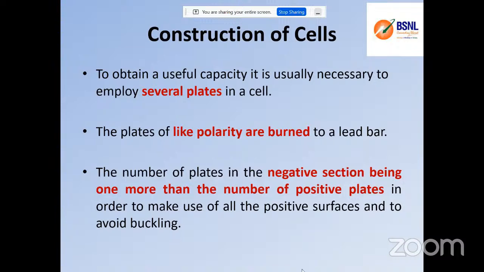So the reason for having more negative plates, in order to make use of all positive surfaces to avoid buckling. What happens with buckling is that the positive will have a chance of, I can say, spreading. So it will be like a swelling in the cell. So to avoid that, to capture all the positive ions, the number of electrodes or negative plates will be more in number. So this is one piece of information we have to understand: the negative plates will always be more than the positive plates.